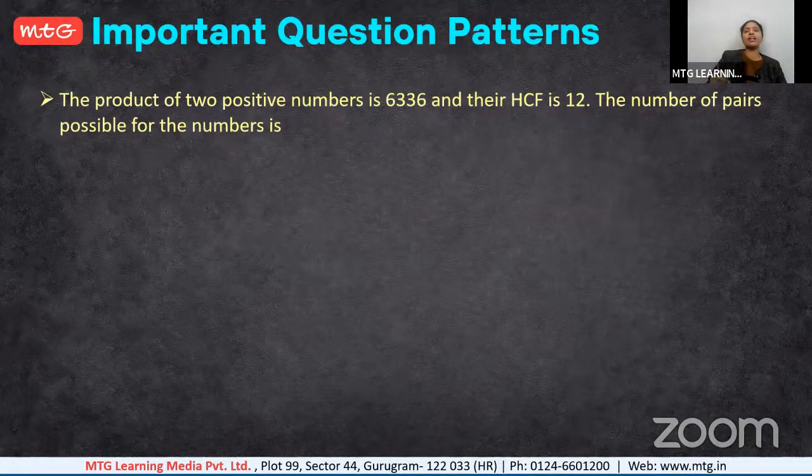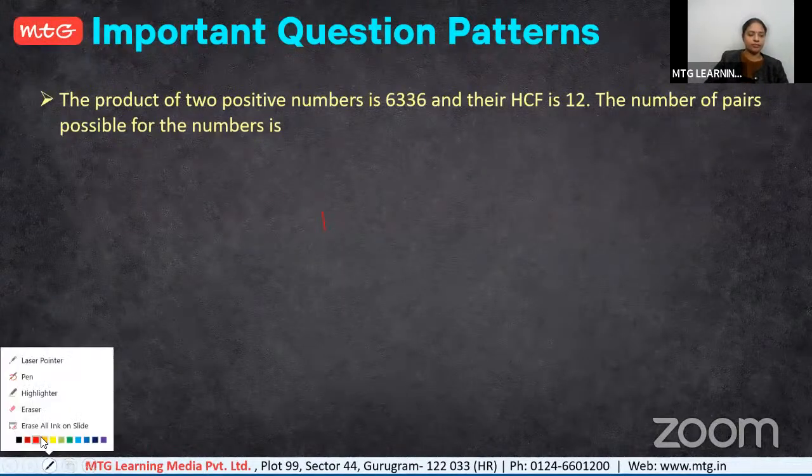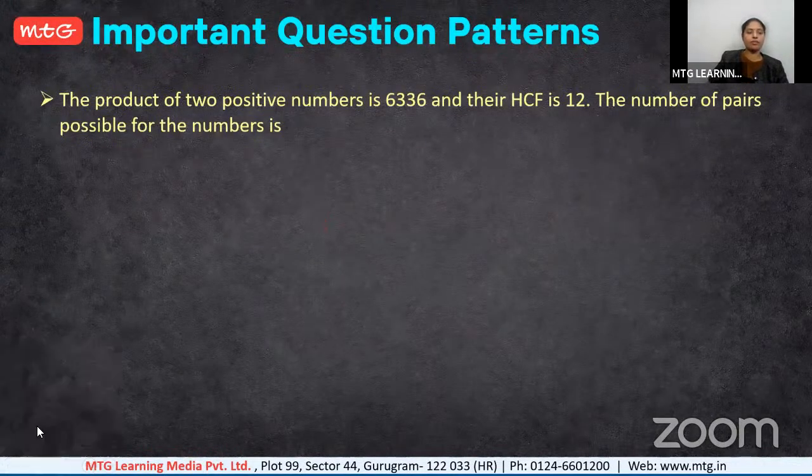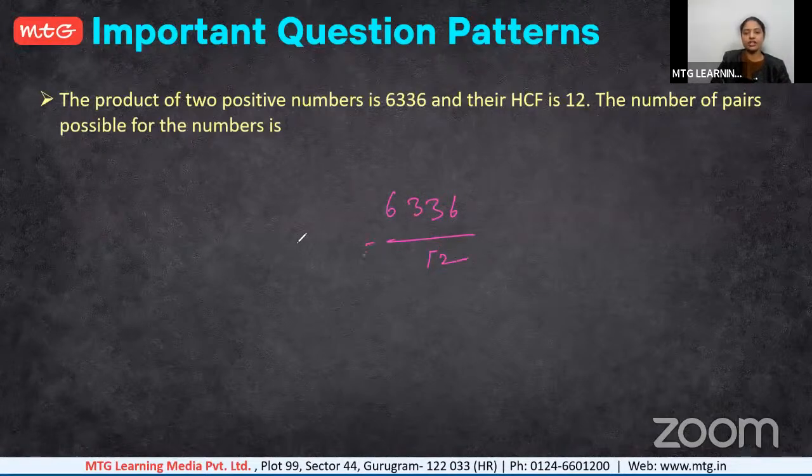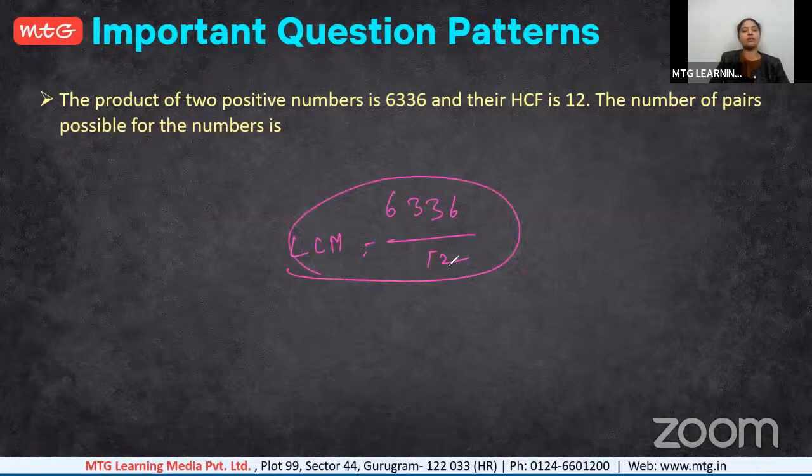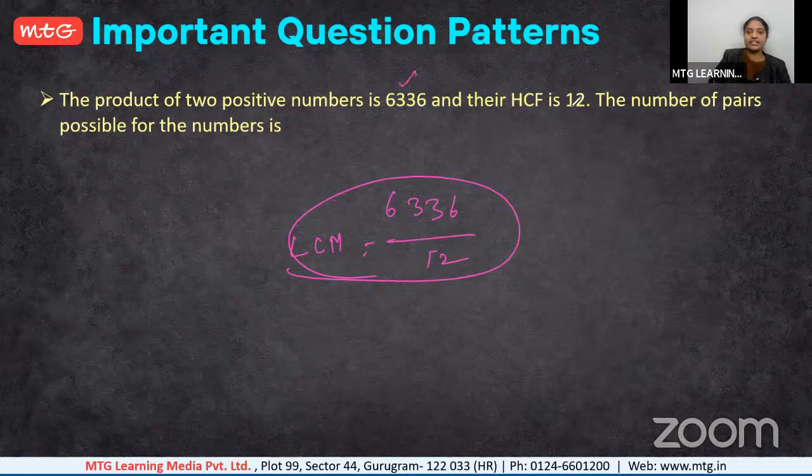Now, for example, if they ask you the general LCM, you can just simply do it this way. Because you have the product of 2 numbers, 6336, by the HCF, if you divide, you'll get the LCM. This is a very simple question which a class 6 student also can do. This is not about finding the LCM. Now, what are the different kinds of numbers that you can have whose product is this one and HCF is this one? That is the question. Now, what do I need to do?